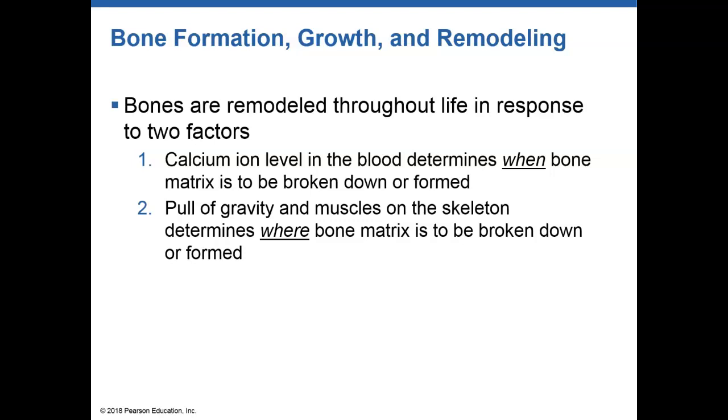The other is the pull of gravity on our muscles. So the pull of gravity is going to determine where bone needs to be built up, broken down and built up into a healthier bone. So if you're putting a lot of stress on your arms, then your arms are going to have to get thicker. Makes sense? If you put a lot of stress on your legs, they're going to have to get thicker. That's what the pull of gravity and muscle on your bones does.